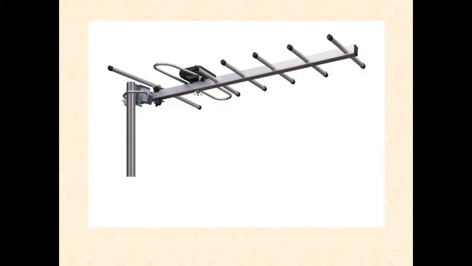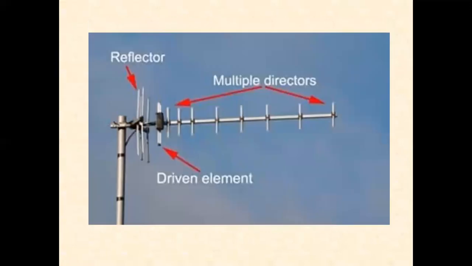The spacing between elements varies, but is typically lambda by 10. The other parasitic elements are used to increase the radiation in the favored direction. And what are the different functions of the driven element?